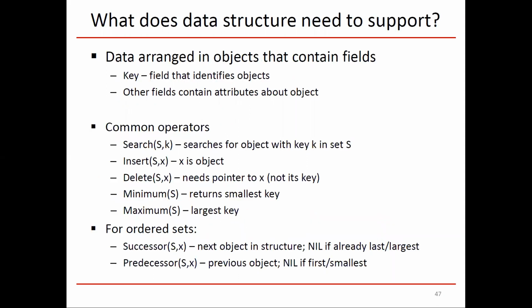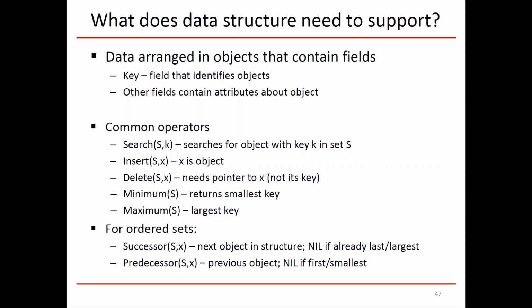So what does our data structure need to support? First of all, again, the data is organized in objects. Each object is an element of a set, and each of the objects contains fields. The key is a special field. It identifies the object. For example, if you're a bank, the key could be numbers that correspond to bank accounts. So objects are going to be customers, and the key is going to be bank account numbers.